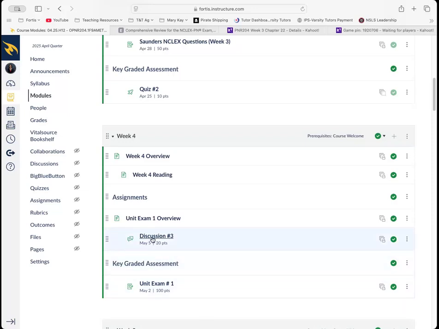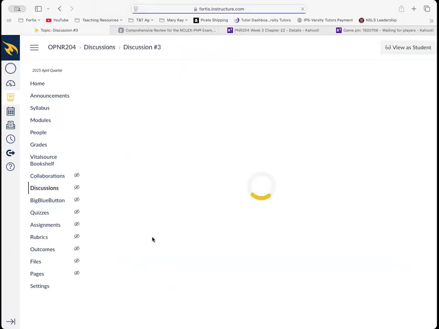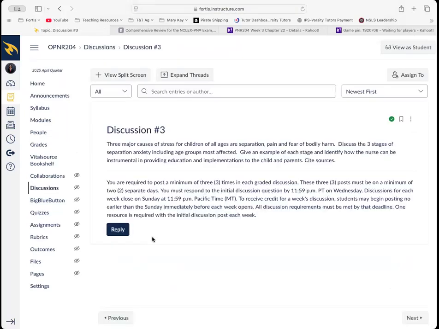And then we just have our discussion 3 post next week. So we are talking about separation anxiety. So we want to know what those 3 stages of separation anxiety are. And then those interventions that we can do and education to provide to parents to ease these kids through this transition. Be very careful with your resources here. So there's separation anxiety. There's also separation anxiety disorder. And these are 2 different conditions.